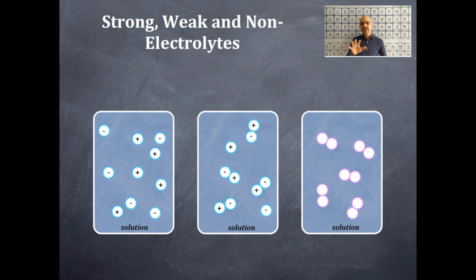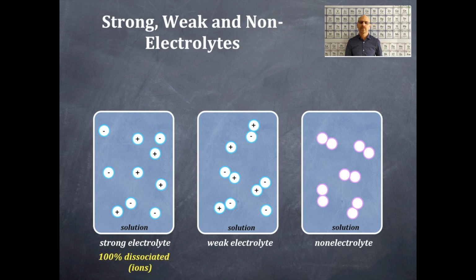Okay, we've got 3 containers here with 3 different solutions in them. On the far left is a strong electrolyte. In the middle is a weak electrolyte, and on the right-hand side is the non-electrolyte. These are all in solution.